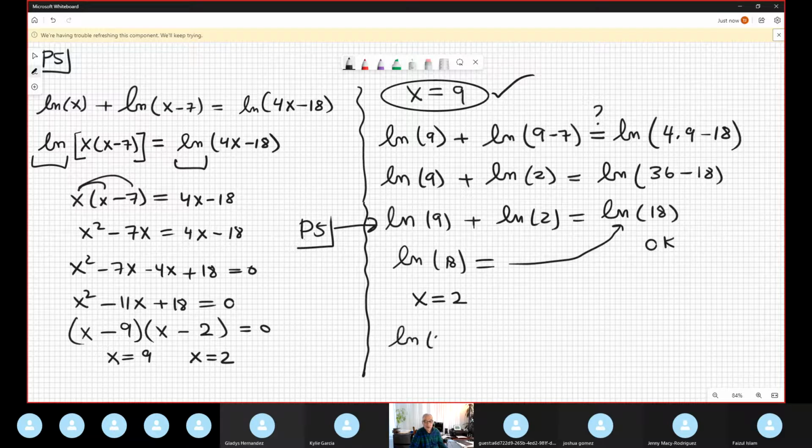ln of 2, I need to prove, plus ln, sorry, ln of 2 minus 7 should be equal to ln of 4 times 2 minus 18.